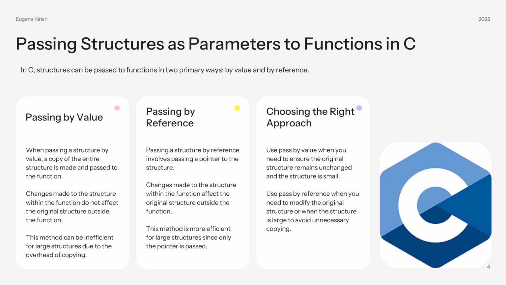Passing by reference involves passing a pointer to the structure. Changes made within the function affect the original structure. This method is more efficient for large structures as it eliminates the need for copying. The choice between passing by value and reference depends on the specific requirements. Use pass by value for small structures that should remain unchanged, and pass by reference for large structures or when modifications to the original structures are necessary.